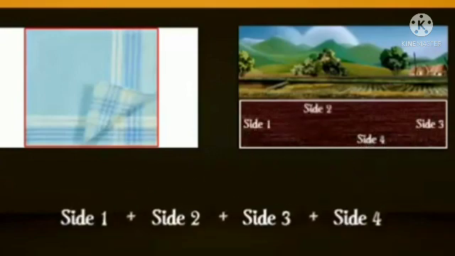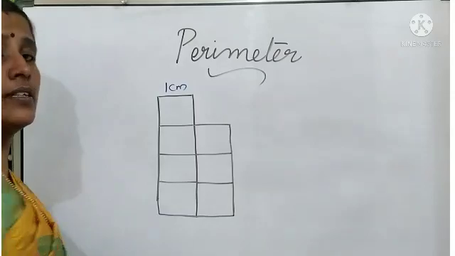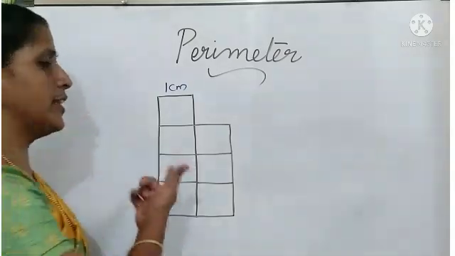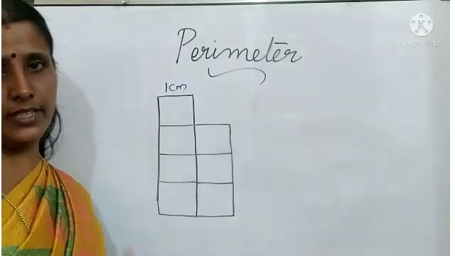So the better method is to measure each side and finally add them all. Similarly, by adding sides, we can find the perimeter of any closed figure. Here I will show you one more picture. So we need to find out the perimeter of the given figure. How can we find out the perimeter of the given figure?